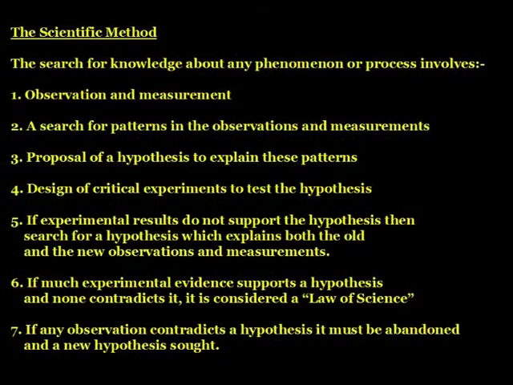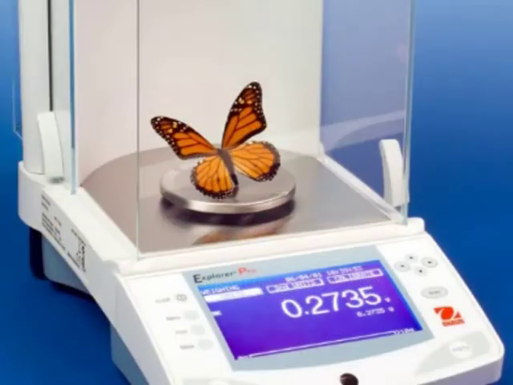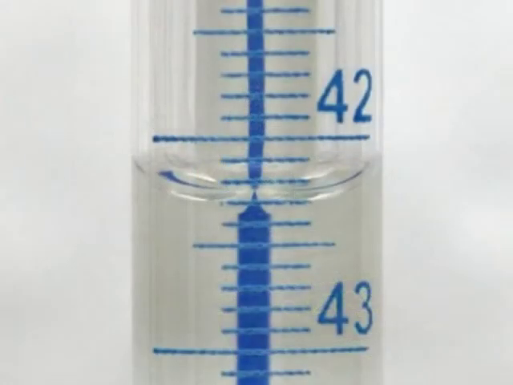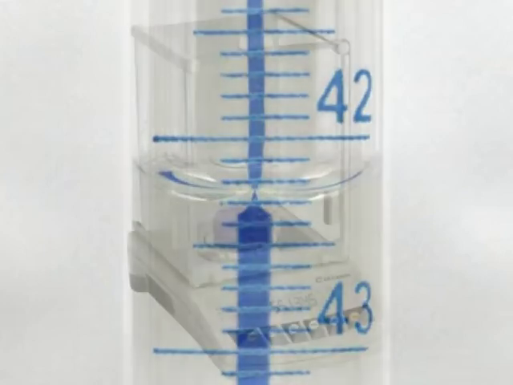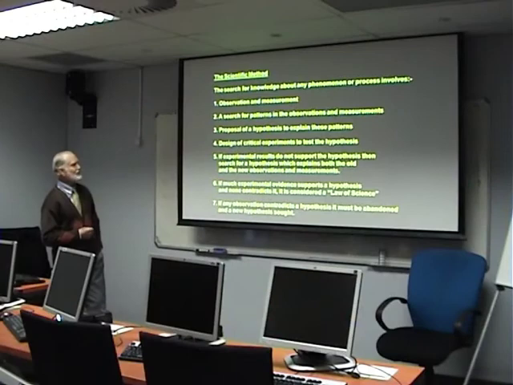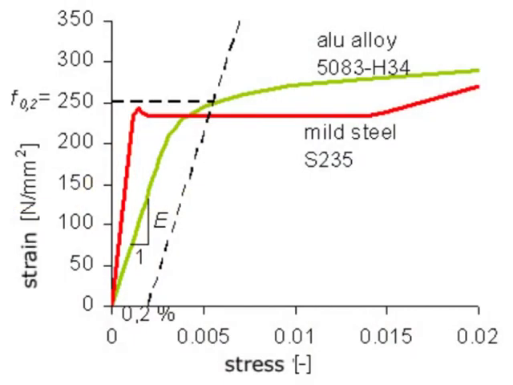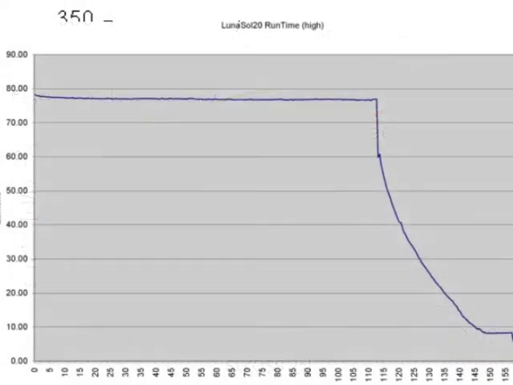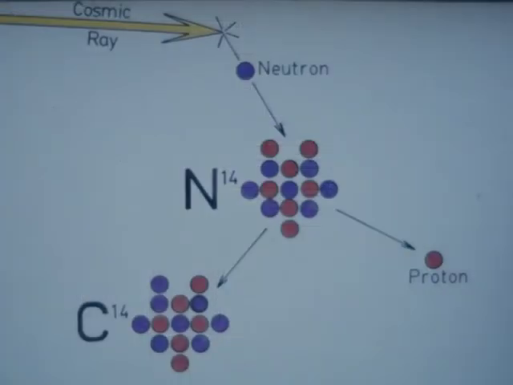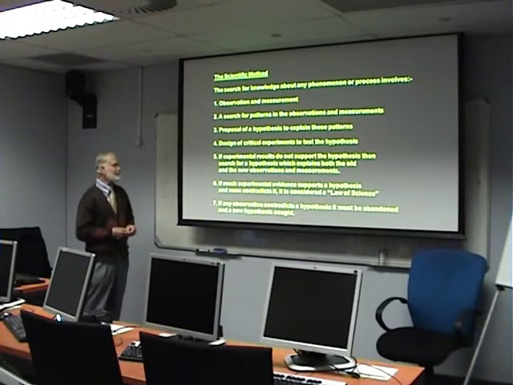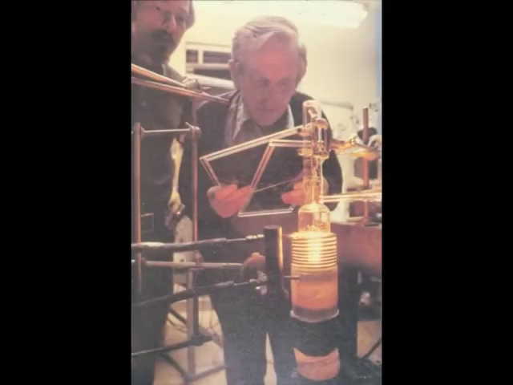In the scientific method, the search for knowledge about any phenomenon or process involves: one, observation and measurements. That is the very first thing. Without observations and measurements, no science. Two, the search for patterns in the observations and measurements. And of course, without observations and measurements, you can't search for patterns in them. Three, proposal of a hypothesis to explain these patterns. Four, design of critical experiments to test the hypothesis. It has to be an experiment which could show your hypothesis to be false. It's no good choosing an experiment that will always say yes.